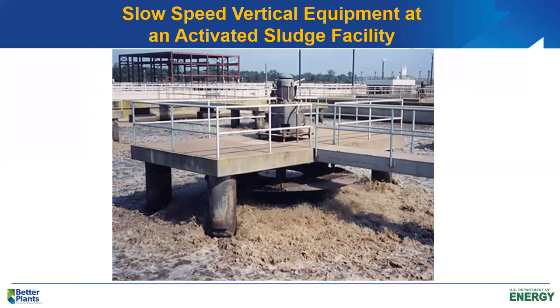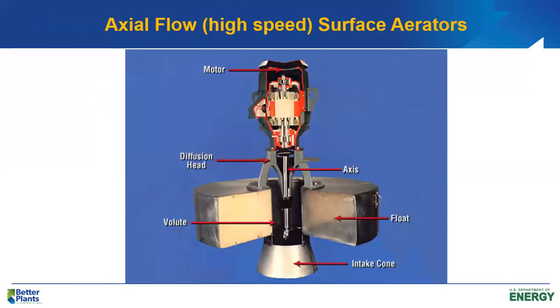This is an illustration of a slow speed vertical aerator in an activated sludge treatment plant. Again, very efficient in terms of oxygen transfer. Here we have a cutaway view of a high-speed surface aerator. Again, the impeller will be turning at the same speed as the motor, and so very high speed, and they're, again, about 20% less efficient than a slow-speed surface aerator.